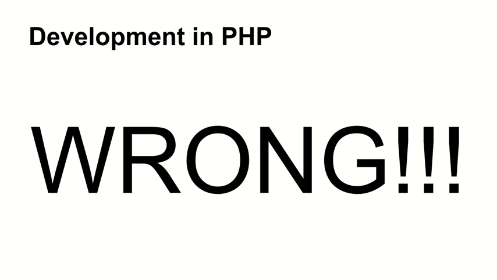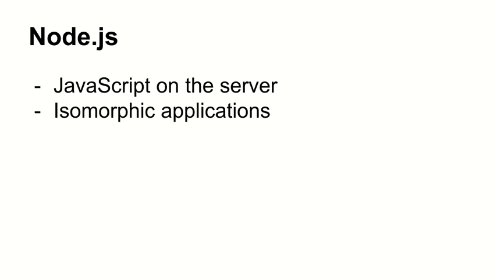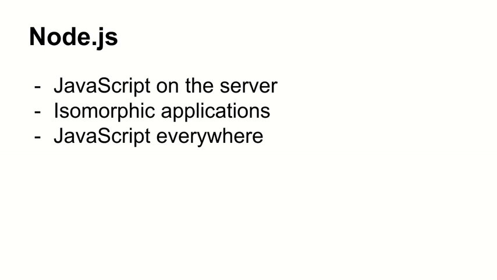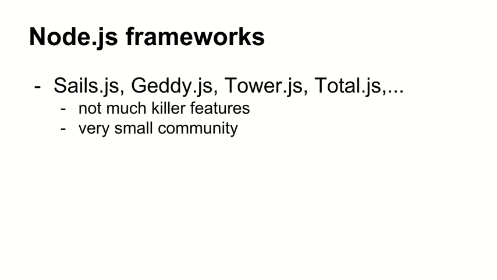And that's wrong. We can write pure JavaScript applications thanks to Node.js, which is JavaScript on the server. You can write isomorphic applications. It means that you can share code between client and server. You use JavaScript everywhere. There are a lot of Node.js frameworks, but they don't have many killer features and the programmer has to do a lot of things himself. They have a very small community and therefore a lack of learning resources.